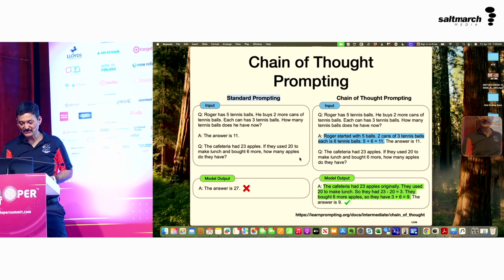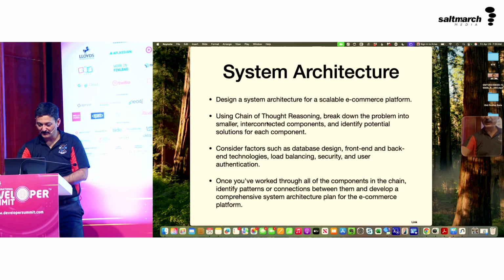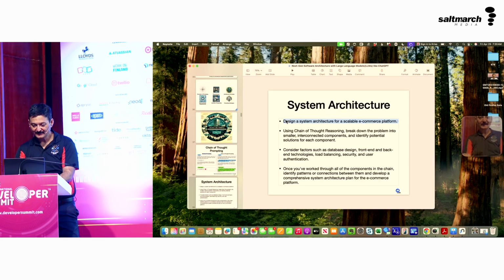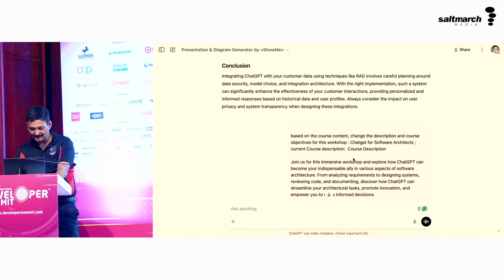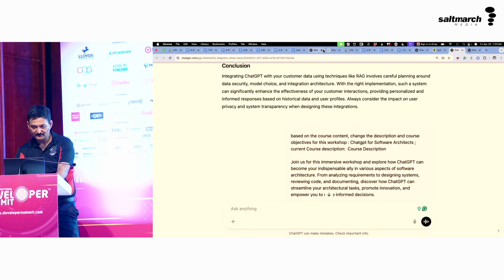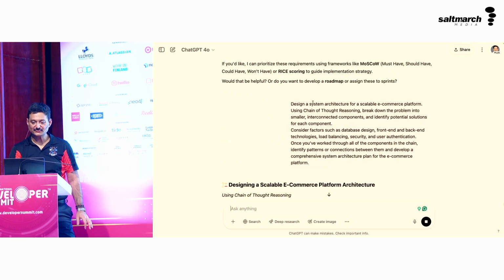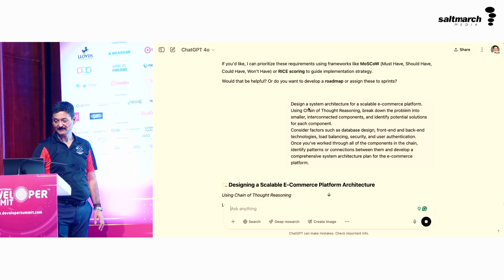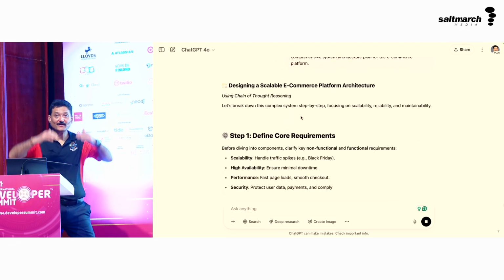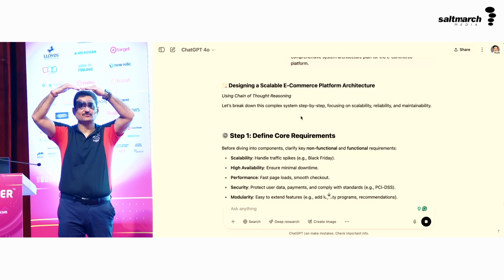Okay. When you say chain of thought prompting, I'm going to talk about this for a second. Design the system architecture for the e-commerce solution. Use chain of thought reasoning. Break down the problem into smaller components. Consider the factors of database. Once you have worked on the component, the chain identification pattern is being applied here. Okay. So let's try this thing out. I want to try this thing out. Yeah. So what I'm trying to do is I have done chain of thought prompting. Okay. When I say chain of thought prompting, now what it's doing is step 1, I want you to think this way.